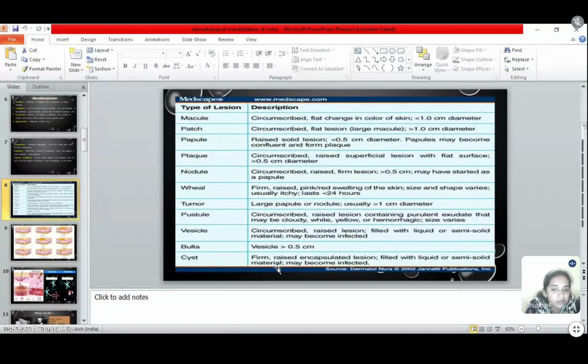Next, cysts. Cysts are firm, raised, encapsulated lesions filled with liquid or semi-solid materials and may become infected. Now, a cyst contains material inside, a component which is like chocolate and which is more viscous in nature.